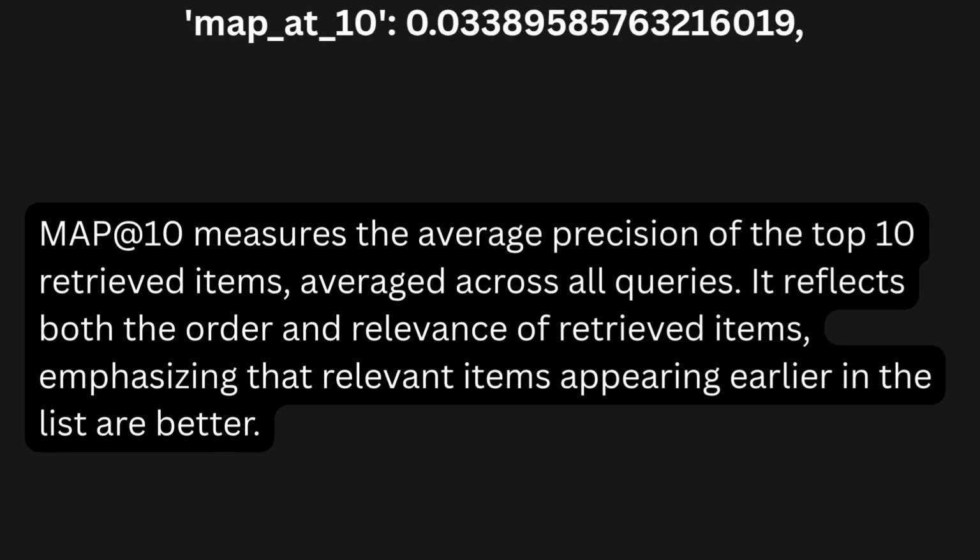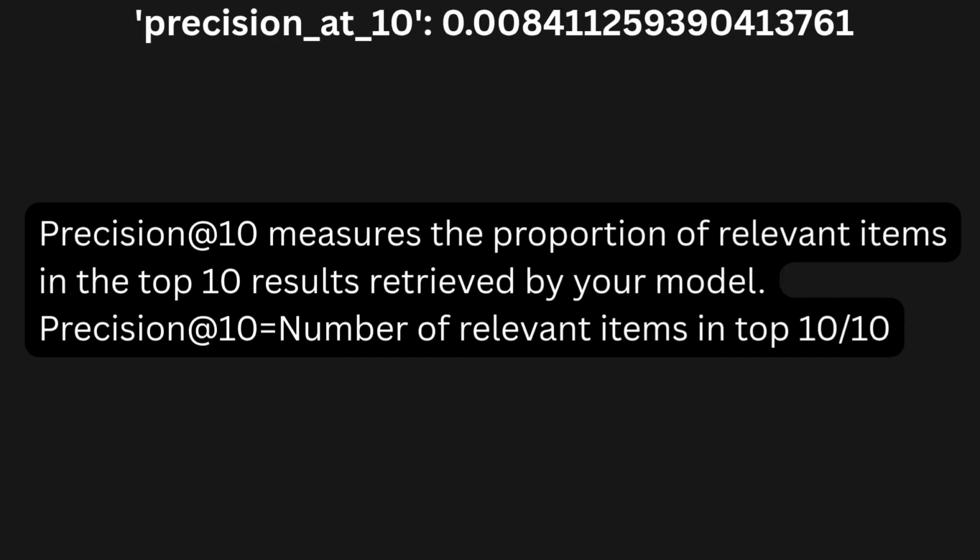MAP at 10 is similar to MRR, but it is the average precision across all relevant documents, not just the first. Again, very low. That means the model isn't retrieving most of the relevant items. Precision at 10 is 0.0084. That means out of the top 10 results, less than 1% are relevant, which is crazy, like how bad we have done. This is extremely low, indicating a noisy or poor retrieval result.